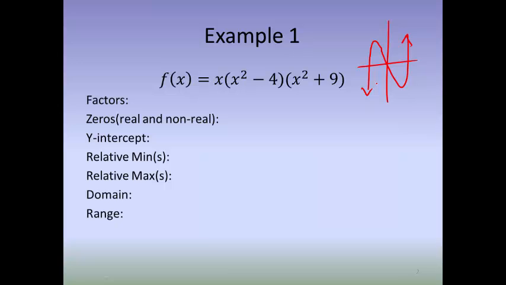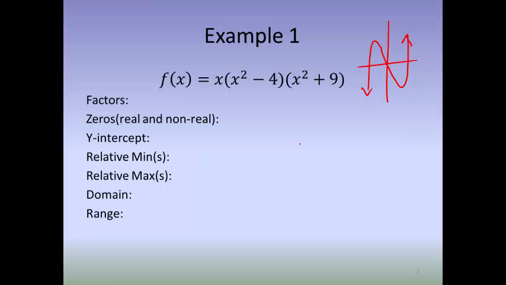Now, the next thing is I want to be answering the question, what are the factors? And the reason I ask for the factors is because they help me find the zeros. So the factors help me find the x-intercept. So I always want to find the factors first. It makes it a lot easier.